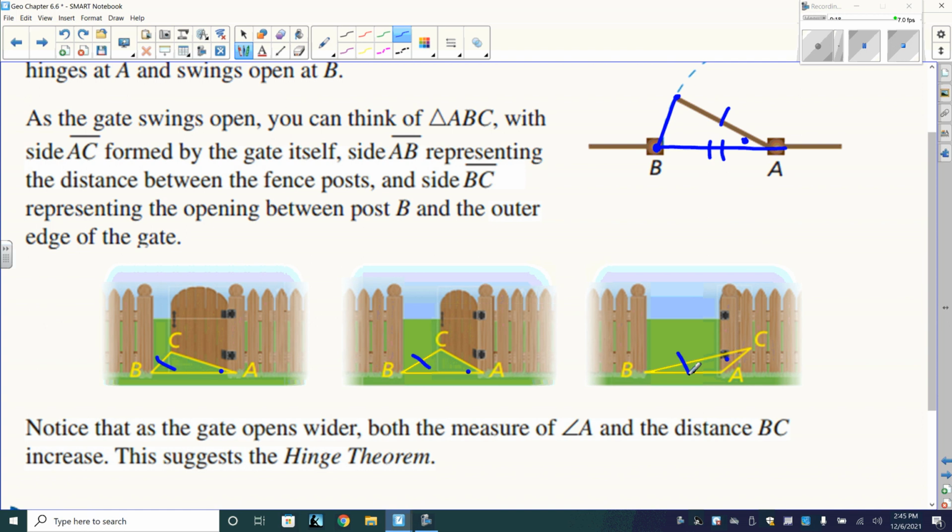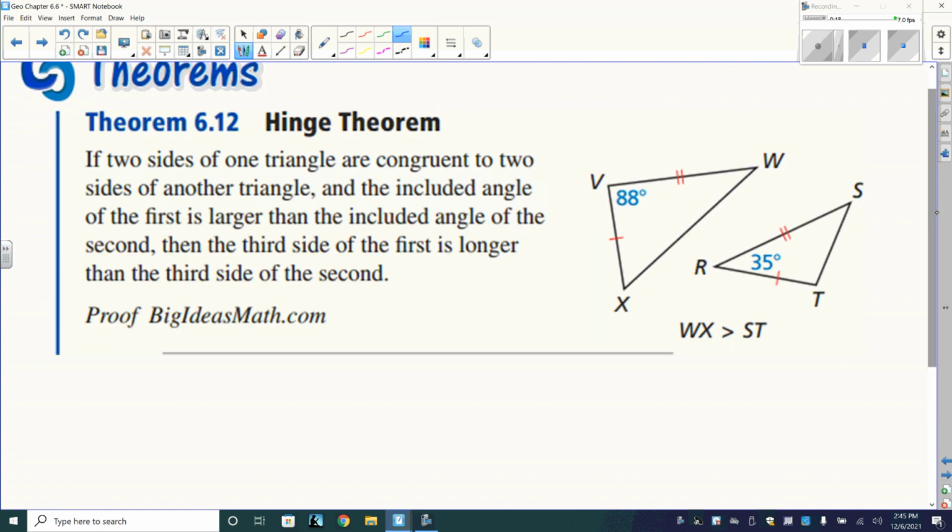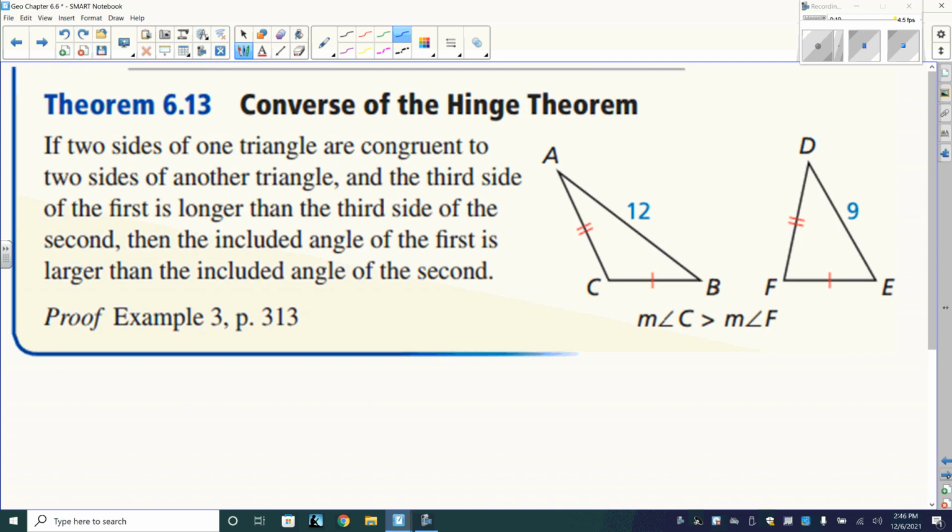It's getting bigger, yes? So, according to the hinge theorem, if two sides of one triangle are congruent to two sides of another, and the included angle of the first is larger than the included angle of the second, then this side is going to be bigger than that side. We good with that there? Okay. The converse is true also. If we have two sets of congruent sides in two triangles, the bigger side is going to be opposite the bigger angle. The smaller side is going to be opposite the smaller angle.